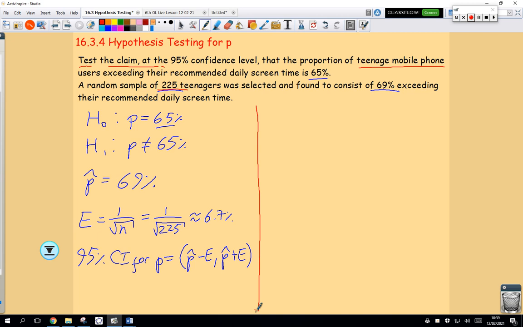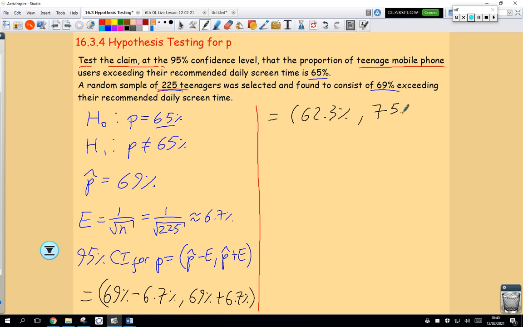So we're going to construct that confidence interval. Let me write a bit down here. So p hat subtract e, well, that's 69% subtract 6.7%. That's my lower limit, and my upper limit is going to be 69% plus 6.7%. So just a bit of subtracting and adding here. 69% subtract 6.7 is going to be 62.3%, and my upper limit is 69% plus 6.7%, that's 75.7%.